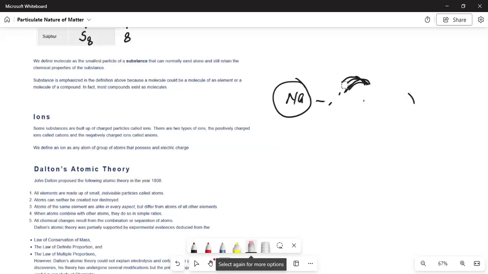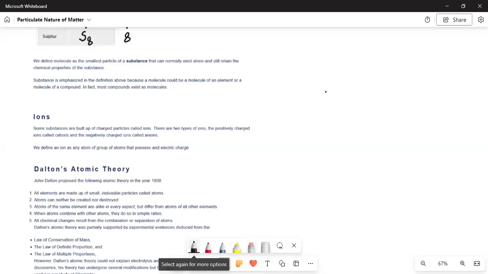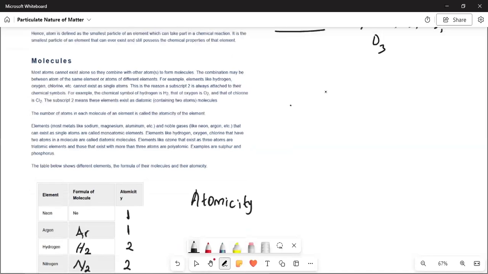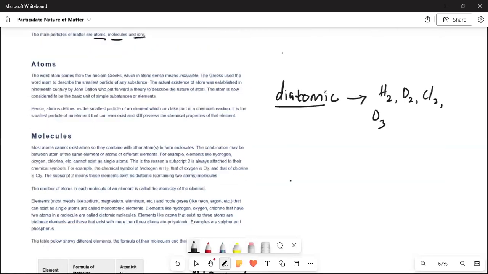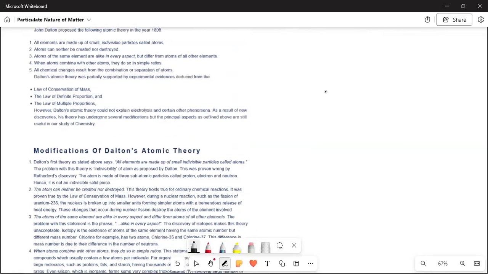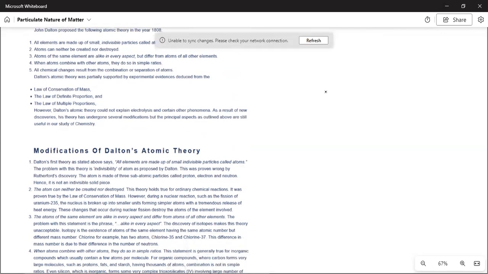Okay, so as I said earlier, the word atom comes from a Greek word which means indivisible. And the Greeks used that word indivisible to describe the atom of any material, of any object. That is, a smallest part that cannot be divided further. Now, in the 19th century, a man called John Dalton put forward a theory to describe the properties of the atom. And this theory is now known as the Dalton atomic theory. The theory says that all elements are made up of small, indivisible particles called atoms.